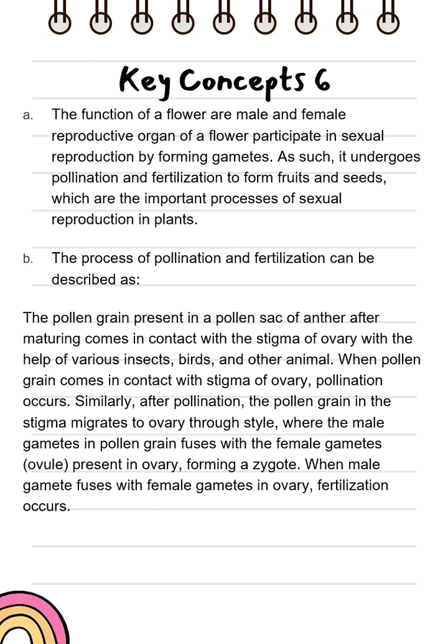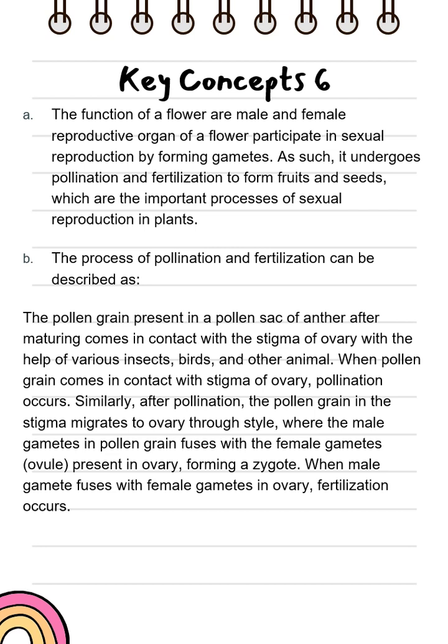Key concept 6. The function of a flower: the male and female reproductive organs of a flower participate in sexual reproduction by forming gametes. As such, it undergoes pollination and fertilization to form fruits and seeds, which are the important processes of sexual reproduction in plants.